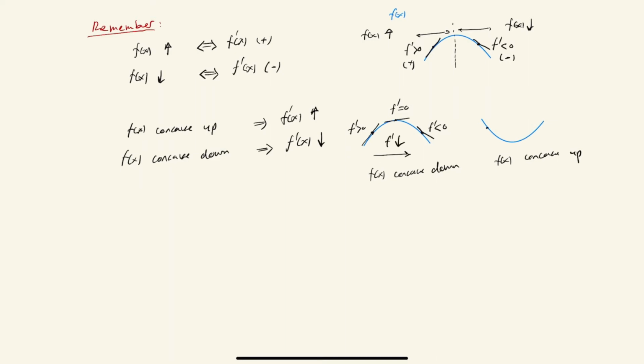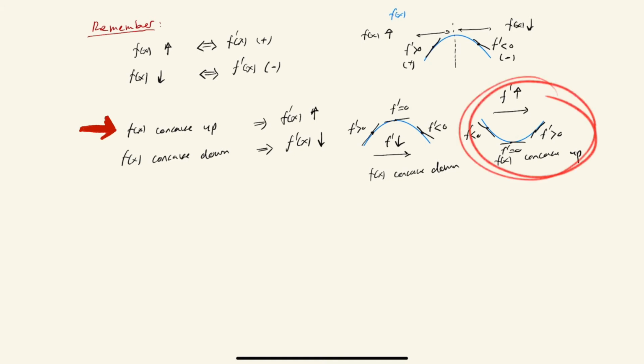Now in case of f of x concave up, I'm going to do the same thing. So I'm going to draw this tangent line through the curve to determine the behavior of the derivative. Starting from the left, the slope there is negative, therefore the derivative is negative. And then in the middle, the slope is horizontal, so the derivative is 0. Then on the right side, the slope is positive, therefore the derivative is positive. So as we move from left to right, here f prime of x is increasing.